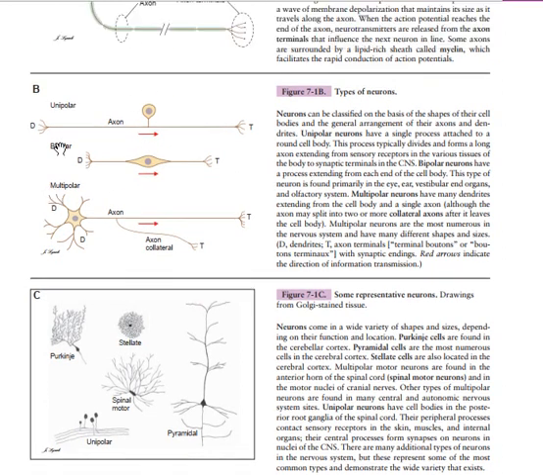Now the second one, we have the bipolar neurons. Bipolar neurons are found in generalized somatic sensory, like the sensory nerves involved with touch and vibration in the body. They are also found in specialized somatic sensory, like the sensory nerve for vision, the sensory nerve for olfaction, that is smelling, and the sensory nerve for hearing.